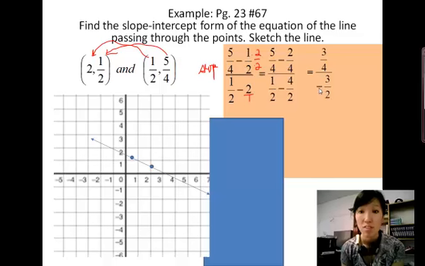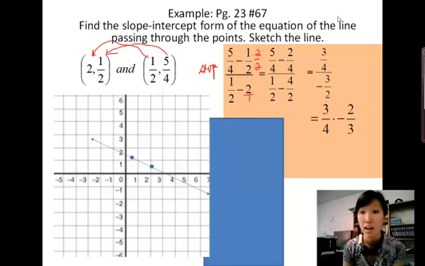Do keep in mind that this negative could be attached to the 3, or it could be attached to the 2. Doesn't really matter as long as you don't do it to both, because if you attach a negative to the top and to the bottom, you have a negative divided by a negative. You just made that a positive fraction.